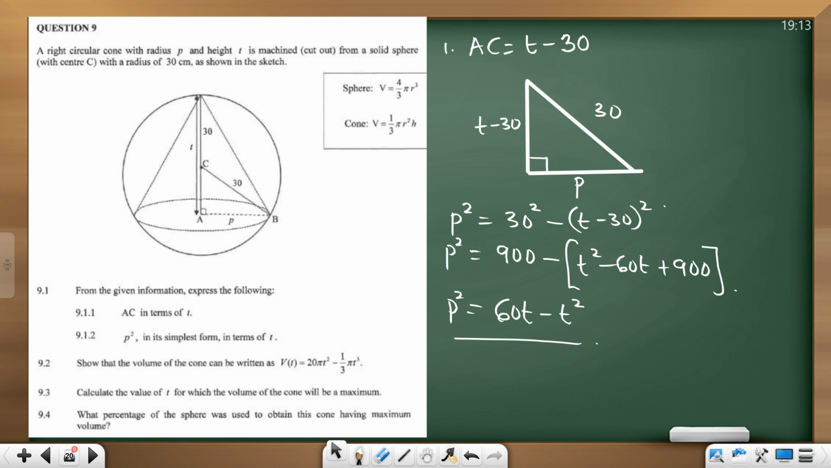What's the volume? Let's get the volume. Volume is 1 over 3 pi r squared h. What is our r? Our radius is p squared.